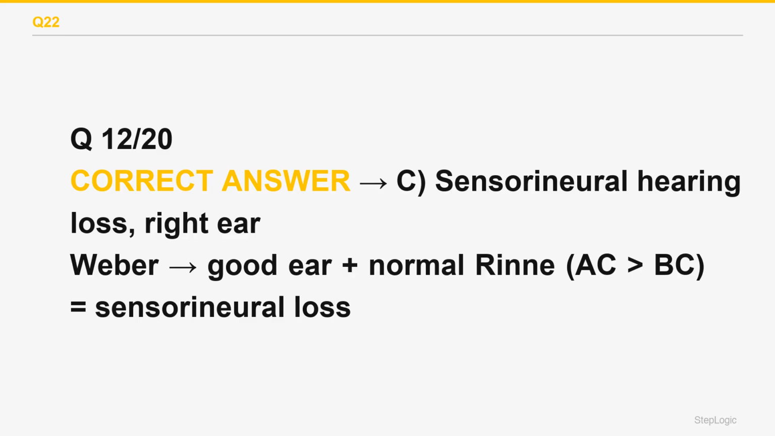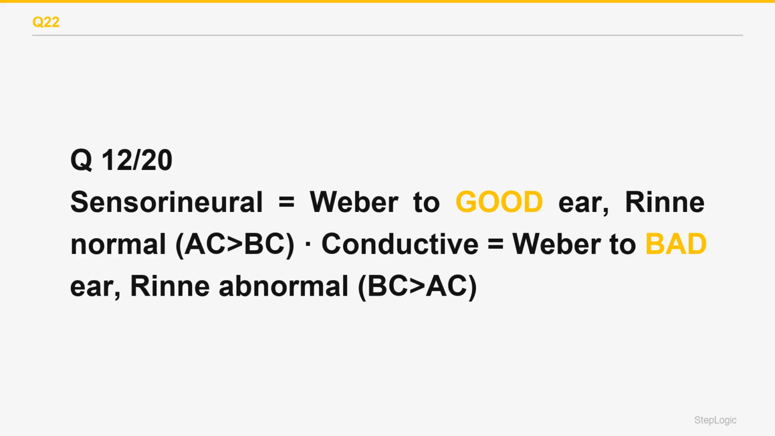Contrast the patterns. In conductive hearing loss, the Weber lateralizes toward the affected, bad ear. The conductive block lets the bad ear hear bone-conducted sound better and masks ambient noise, and the Rinne is abnormal on the affected side, BC greater than AC, because the conduction apparatus is blocked but the nerve works. So, Weber to the bad ear with abnormal Rinne is conductive; Weber to the good ear with normal Rinne is sensorineural. The Weber lateralizing to the good ear with a normal Rinne indicates a right sensorineural hearing loss.